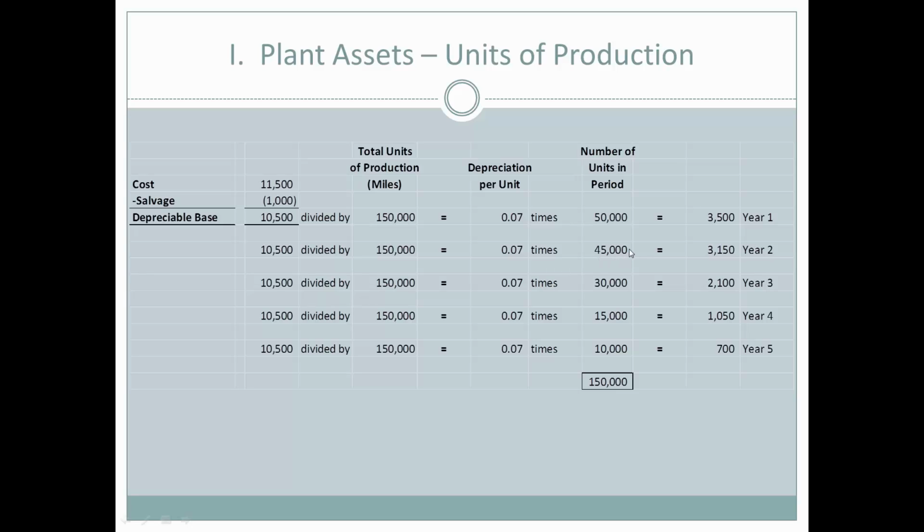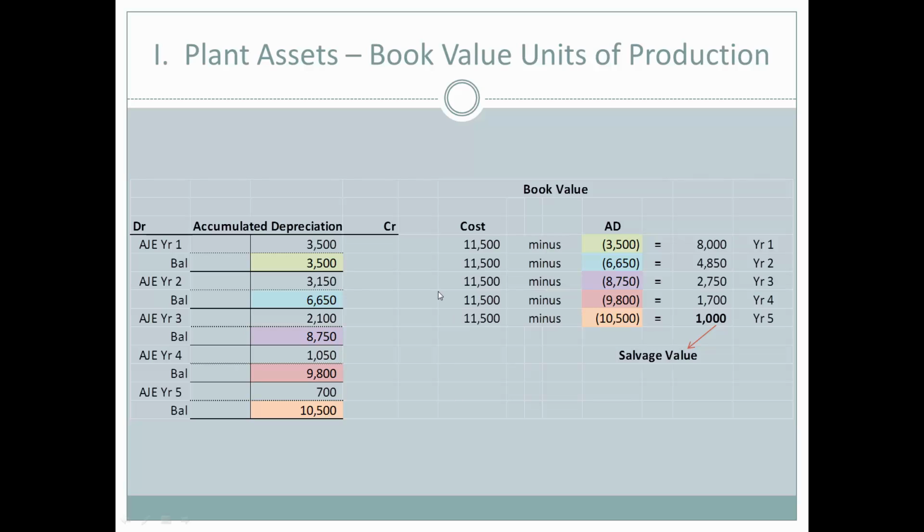The next year, we're going to use 45,000 miles times the 7 cents. Year 3, 30,000 miles, $2,100 in year 3. 15,000 miles in year 4, our depreciation will be $1,050. Year 5, $10,700. And so the total number of units in each period, the depreciation should come back to the total number of units that you expect to use the asset. So now let's look at the book value for this.